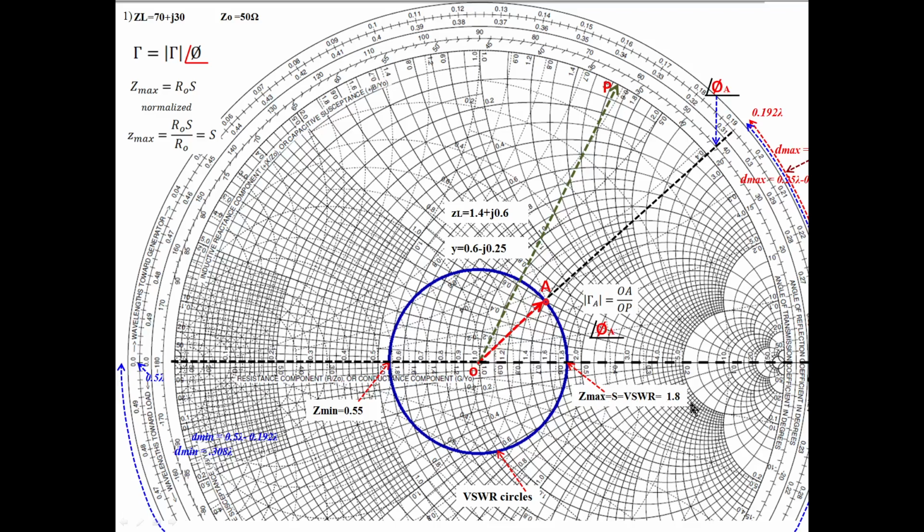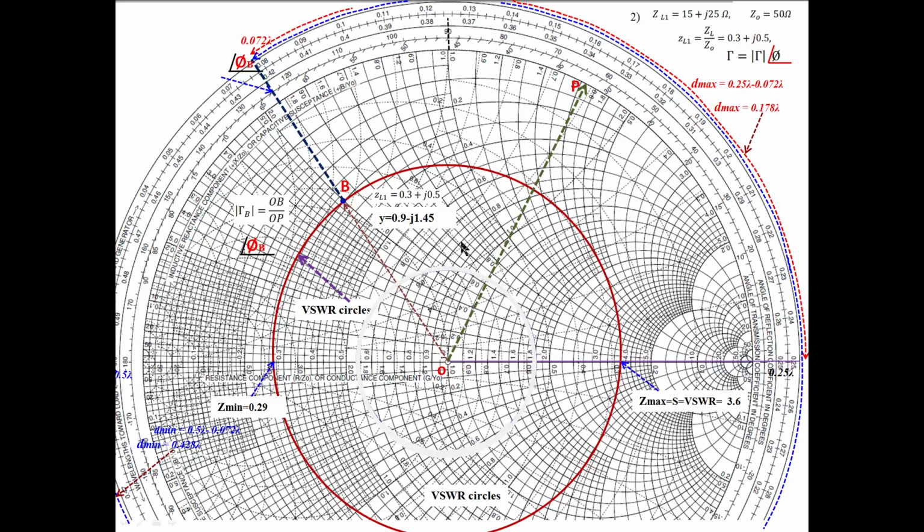That itself is the VSWR, because R maxima is given by R naught into S, which we derived in the earlier class. R maxima is equal to R naught into S. Normalize this, what do you get? This is S. That itself is the VSWR. So you can easily read that VSWR value from the Smith chart at the right side here. So the reflection coefficient you can measure, VSWR you can measure, and also Z maxima.